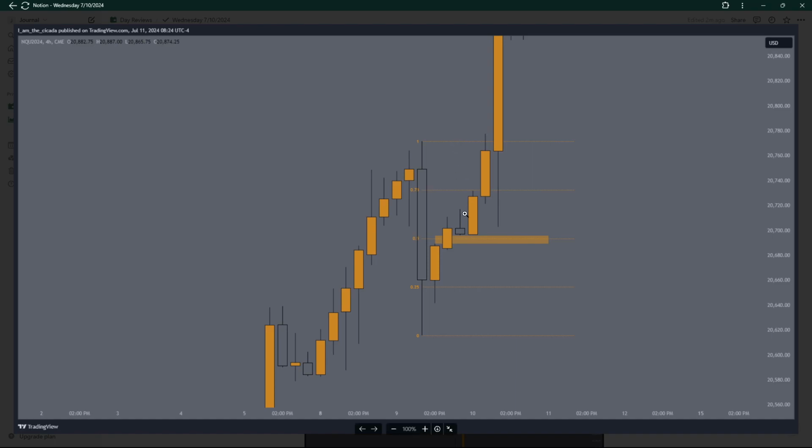So yeah, the range from this low to this high would serve as a mitigation range, even though we did not reach the previous range array at equilibrium, we still got a lower time frame mitigation range discount to equilibrium and mitigation, and we had this imbalance here get filled.